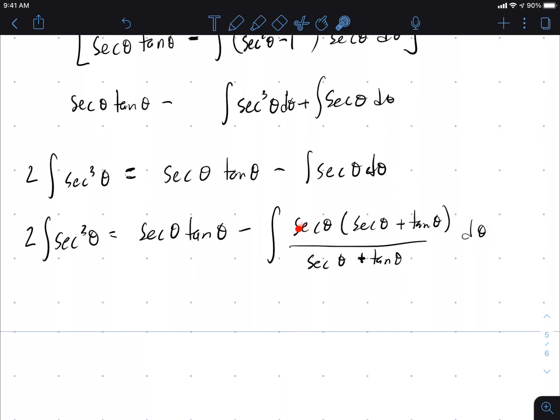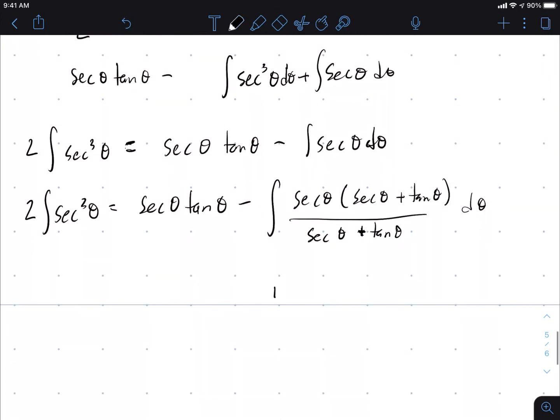How do I integrate this? You said u-substitution. And this is really what I'm trying to show you, is how involved all of this is, right? So that's going to become secant theta plus tangent theta. What is the derivative of secant theta? Secant theta tan theta. What's the derivative of tan theta?